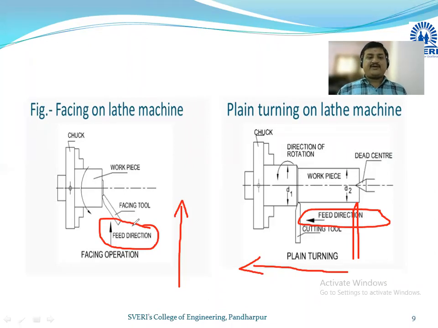Second thing, when you are going to do the facing operation, the length of the object is going to get reduced, and when you are performing the turning operation, the diameter of your workpiece is going to get reduced.